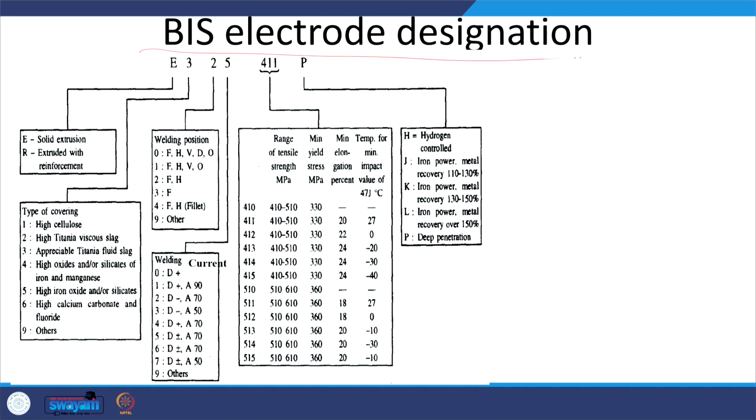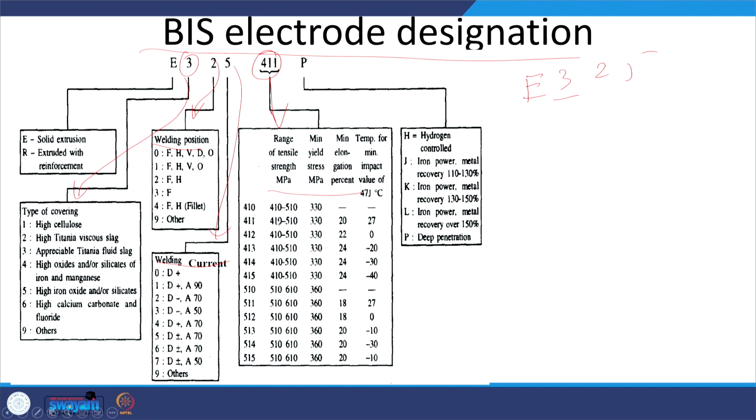As far as the BIS electrode designation method is concerned, it contains 6 digits and 1 letter, where the E is about the extruded electrode. Then there are 3 digits showing different things. The first digit shows the type of electrode coating, the second digit shows the welding position, the third digit shows the type of current and its magnitude to be used. Then a set of 3 digits shows the minimum strength and the set of mechanical properties that is attainable.